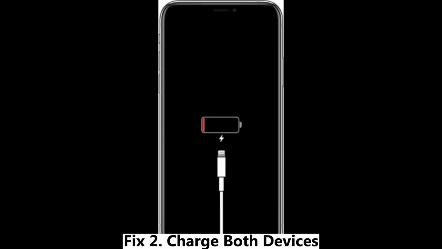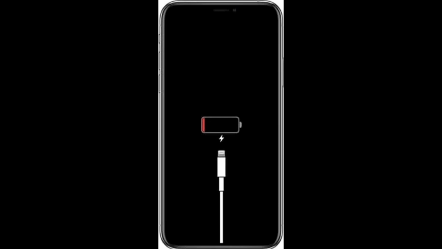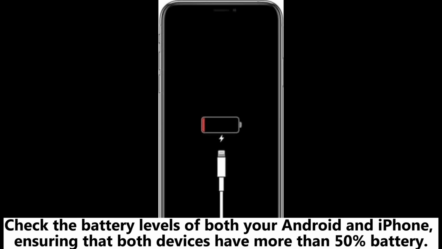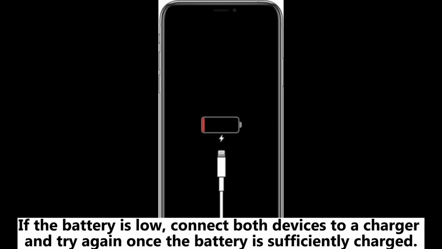Fix 2. Charge both devices. Move to iOS data transfer consumes a significant amount of power, so make sure your devices have sufficient battery. Check the battery levels of both your Android and iPhone, ensuring that both devices have more than 50% battery. If the battery is low, connect both devices to a charger and try again once the battery is sufficiently charged.